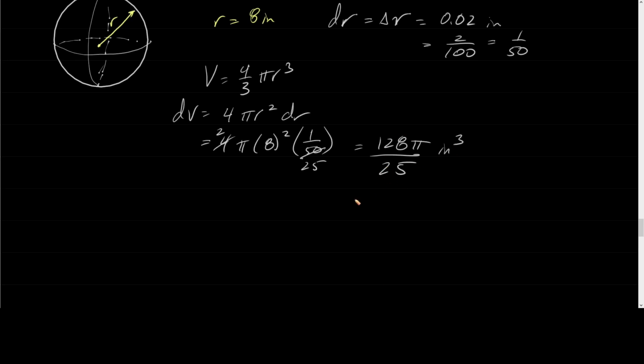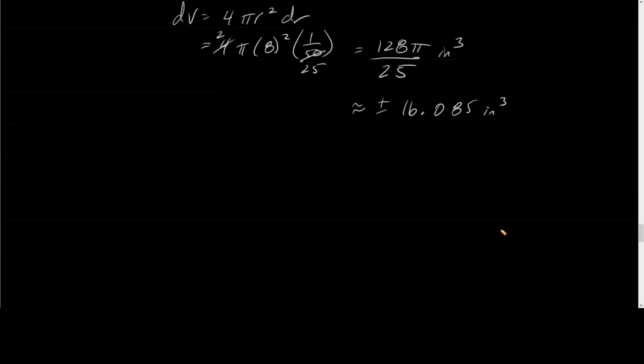Well, what does that mean? That's kind of hard to visualize. So essentially we're saying that we'll be up to 16.085 cubic inches off, by just being 2/100ths of an inch off in our radius measurement. So let's see what percentage that is. What percent error is that? I don't know why I wrote 3. 2. So first we need to figure out the actual volume.